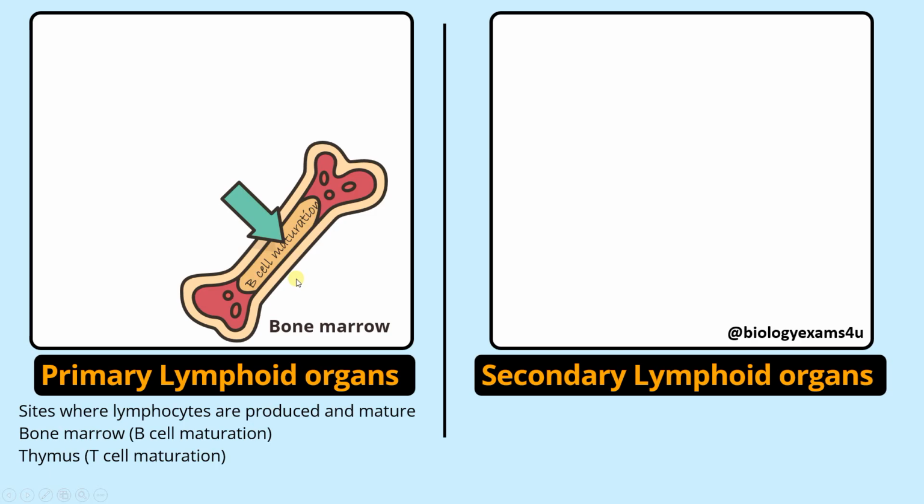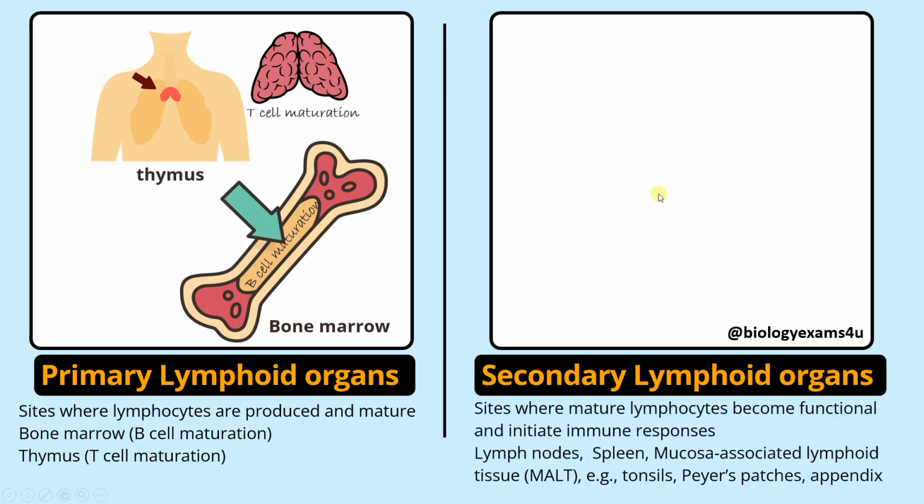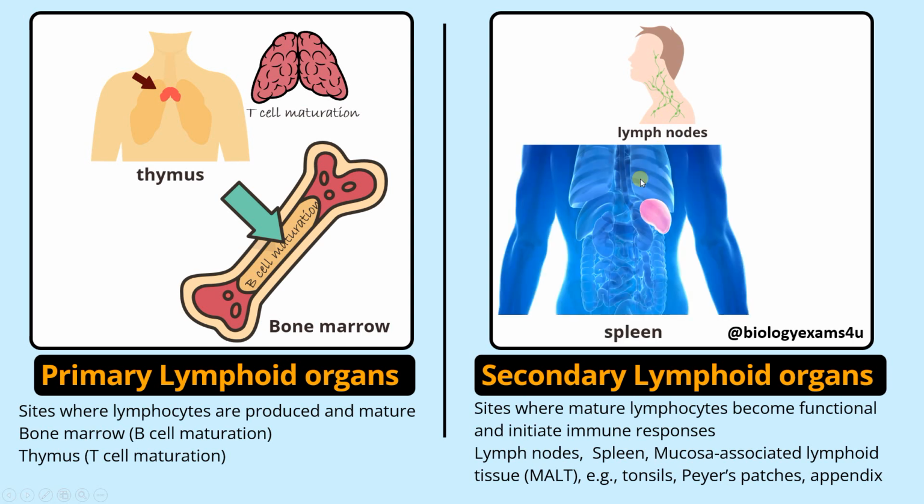And the second one is the thymus. In thymus, T cell maturation takes place. T cells are produced in bone marrow, but maturation takes place in thymus. So, primary lymphoid organs are sites where lymphocytes are produced and mature. The secondary lymphoid organs include lymph nodes, spleen, mucosa-associated lymphoid tissue like tonsils, Peyer's patches, appendix, etc. These are the sites where mature lymphocytes become functional and initiate immune responses.